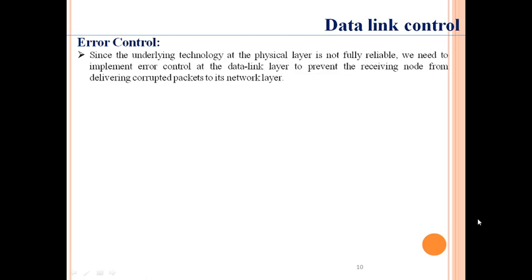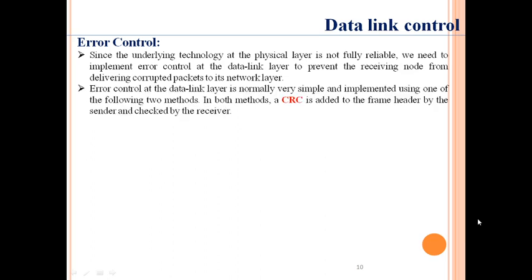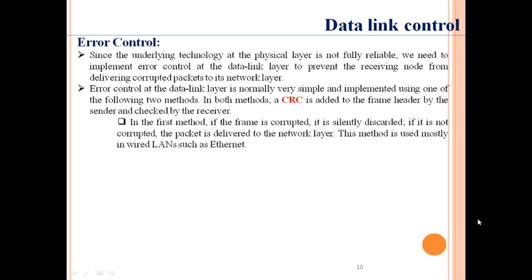When data is moved from source to destination, at the destination, before sending to the network layer, it should be verified, because whenever data is sent it may be corrupted. So that error or corruption needs to be found out. This can be verified by adding an extra bit or extra information on the sender side, like a CRC added to the frame header by the sender.